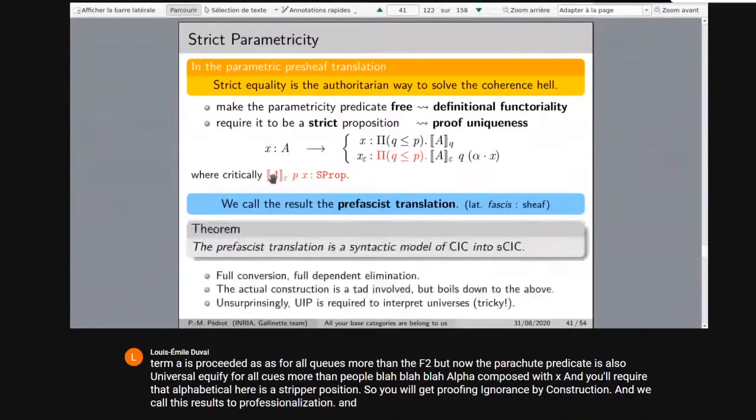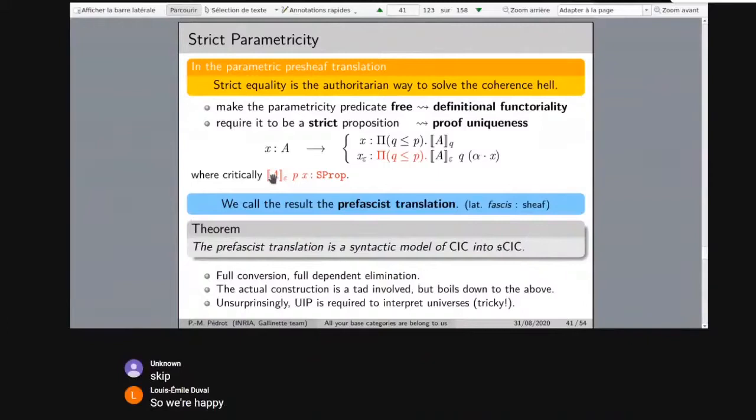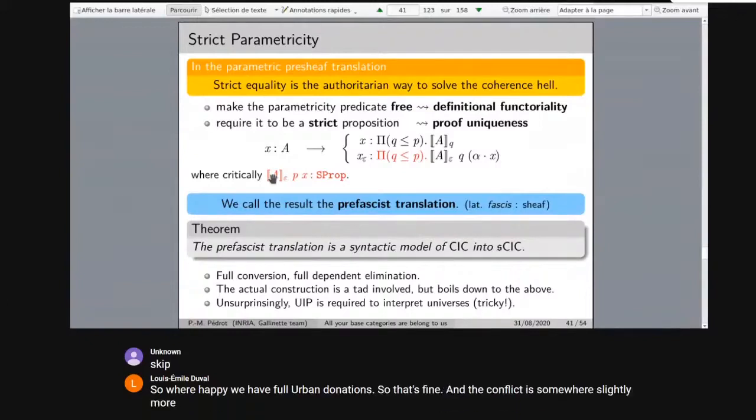And you can see that it is actually a syntactic model of CIC into strict CIC that enjoys full conversion, so we're happy. We have full implementation, so that's fine. And the construction is somewhat slightly more complex, but the idea is just to go off.